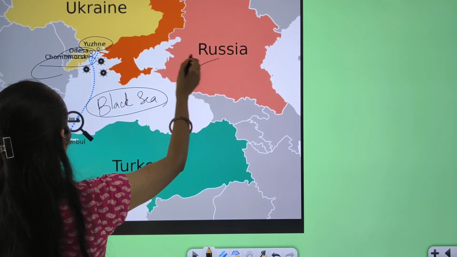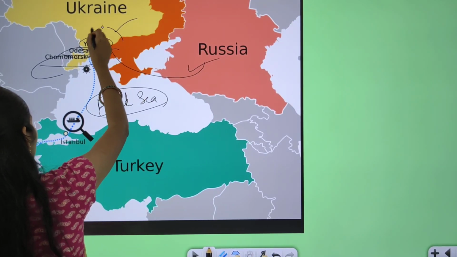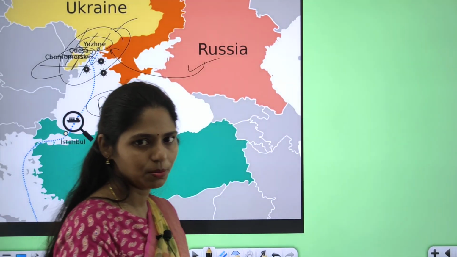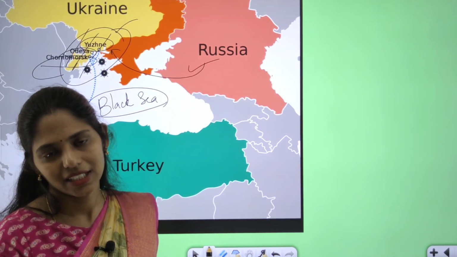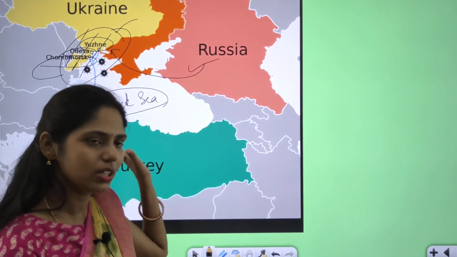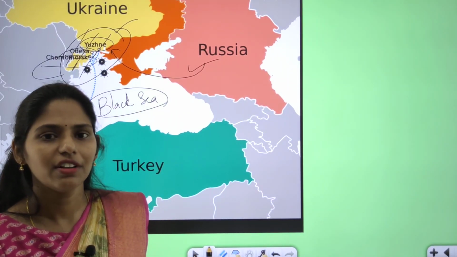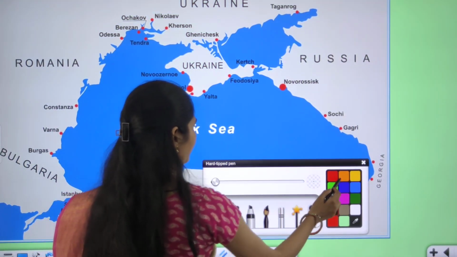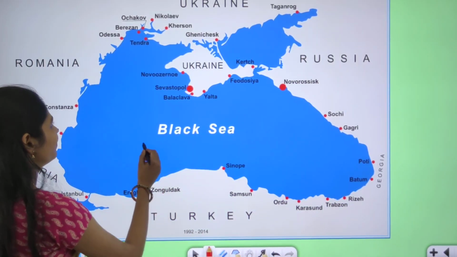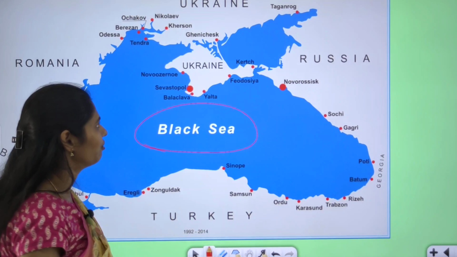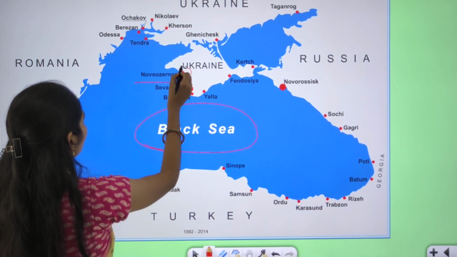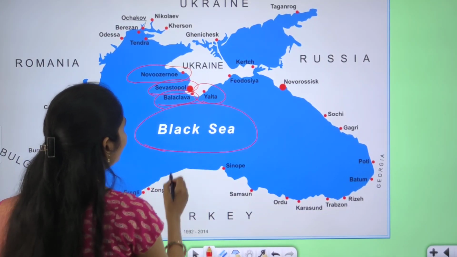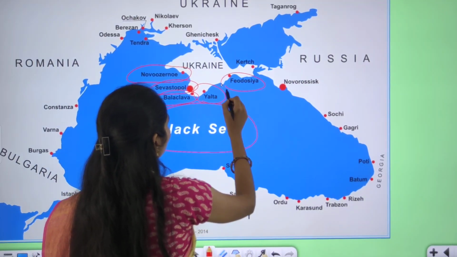So this is Black Sea, this is Russia and this is Ukraine. Russia mainly occupied this region, and these three ports were under control of Russia. At that time there were no exports, but because of this Black Sea Grain Initiative, Russia accepted to open these ports for the exports of grains, sunflower oil and fertilizers. And let us see another map of Black Sea. So this is Black Sea, and other important ports of Ukraine were Novozerne, Sevastopol, Balaklava, Yalta, as well as Feodosia and Kerch.